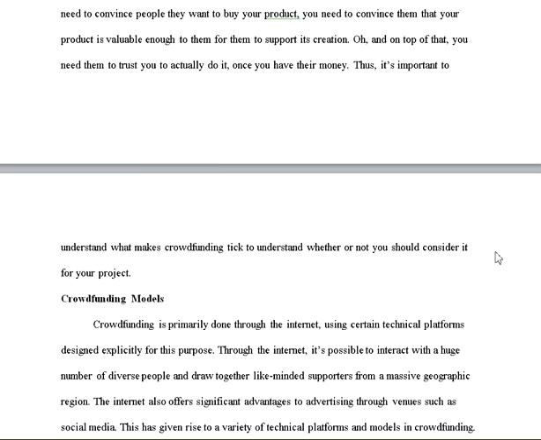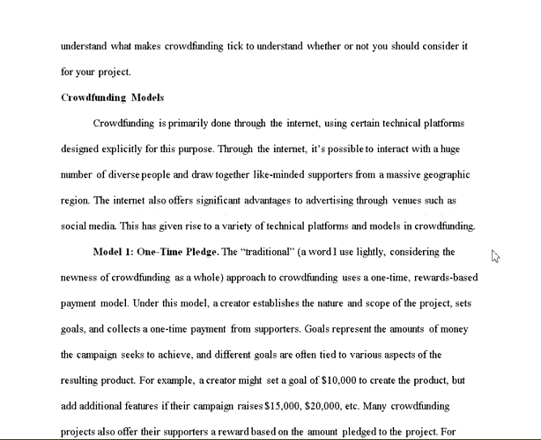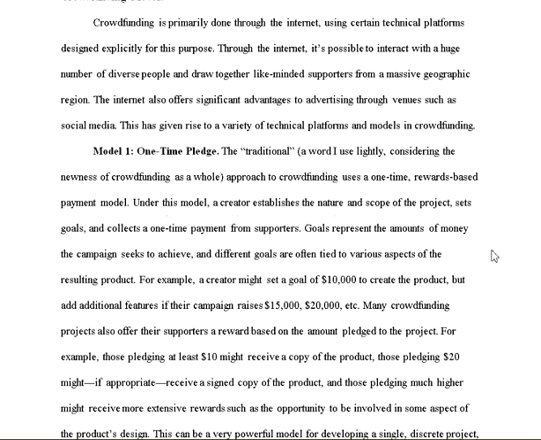Oh, and on top of that, you need them to trust you to actually do it once you have their money. Thus, it's important to understand what makes crowdfunding tick to understand whether or not you should consider it for your project. Crowdfunding models. Crowdfunding is primarily done through the internet using certain technical platforms designed explicitly for this purpose.